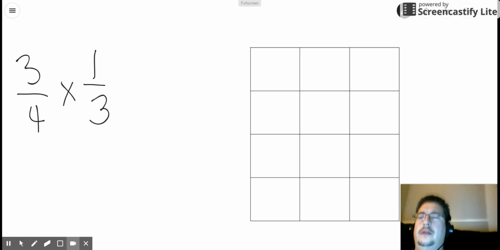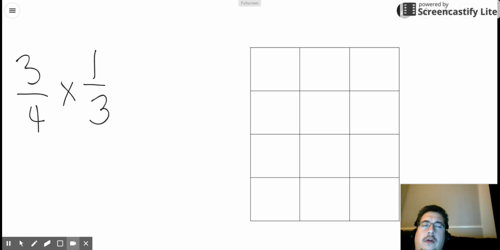Okay, in this video, guys, I want to show you how to properly shade in an area model to represent fraction multiplication. So to the left, we have a fraction multiplication problem, 3/4 times 1/3. Another way of thinking about this is we're going to find 3/4 of 1/3. And we're going to shade in this model to the left here to help us do that.